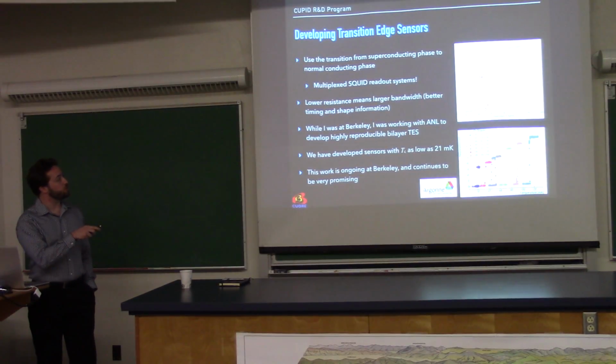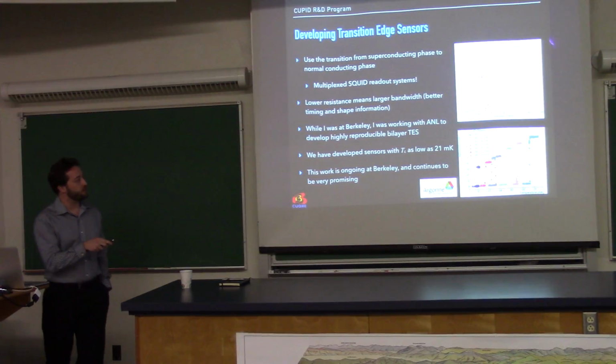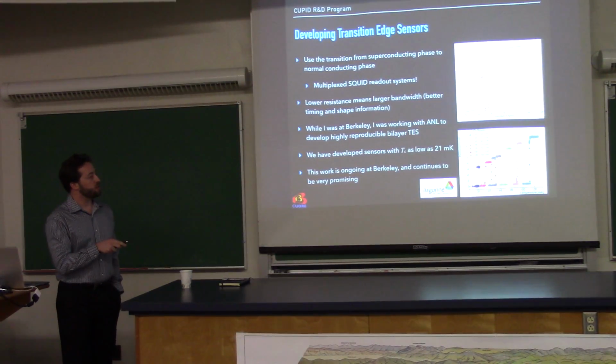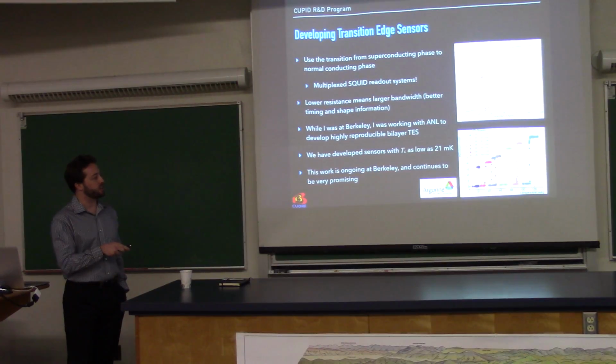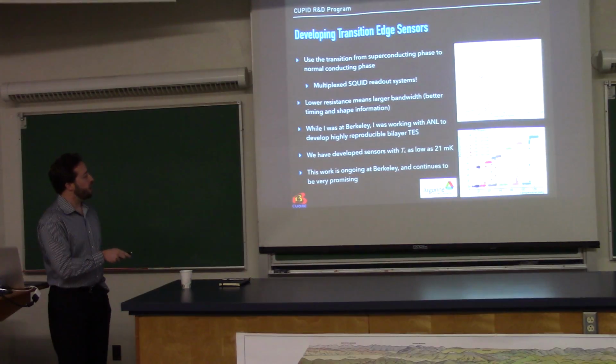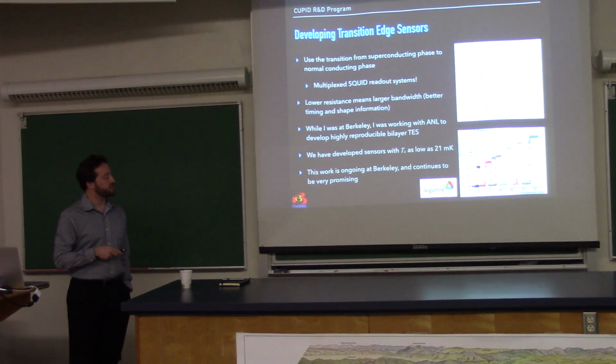Something else that I'll briefly mention is we're also developing new thermometry for our bolometers. We're looking into using transition edge sensors. And transition edge sensors take advantage of the fact that a superconductor's resistivity is very sensitively dependent on temperature as it goes from a normal conducting state to a superconducting state. So in this region, it acts as a very good thermometer. So this was something that I was working on while I was at Berkeley. It's something that I'm interested in continuing to develop in the future.